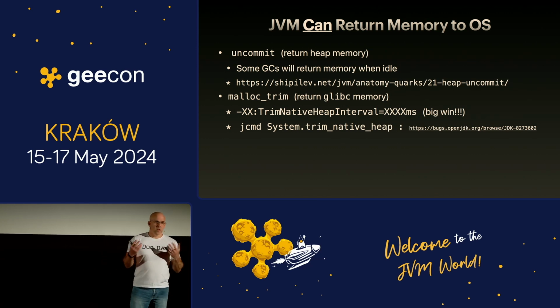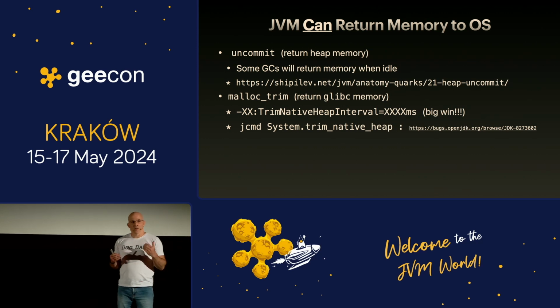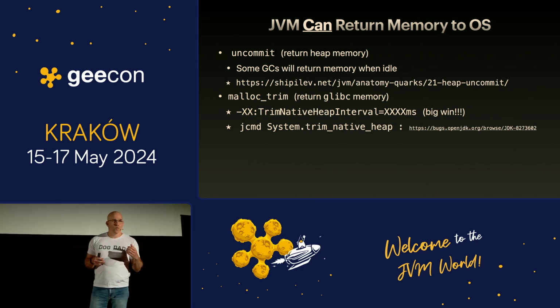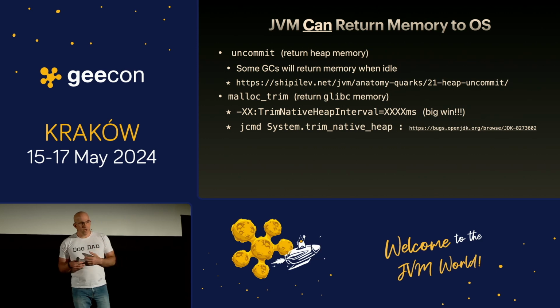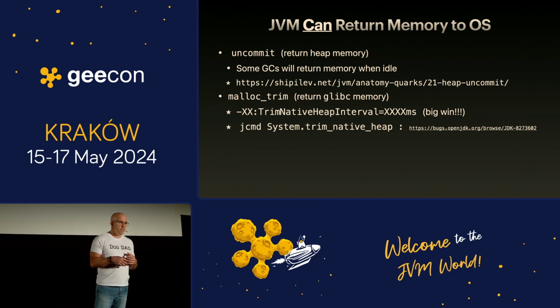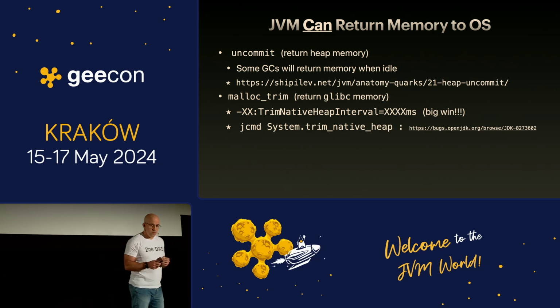If you set it to something like once an hour, you're probably going to see a nice tapering effect on your RSS, where the JVM will return some of the allocated memory to the OS every once in a while. So that's been a huge help to a lot of services at the company that shall not be named. You can also trigger this manually.